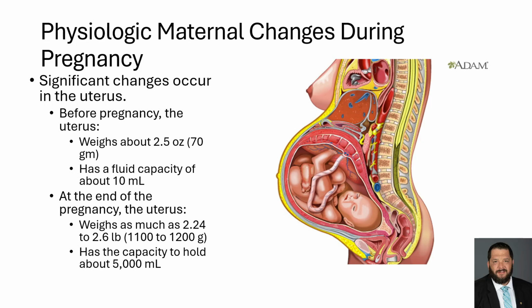Some of the changes that occur internally and externally. Before the pregnancy, the uterus weighs about 70 grams and has a fluid capacity of about 10 milliliters. At the end of the pregnancy, the uterus weighs as much as 1,100 to 1,200 grams and has a capacity up to 5 liters.